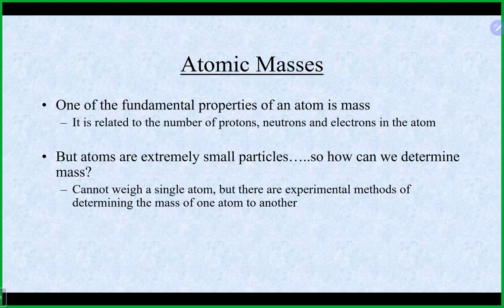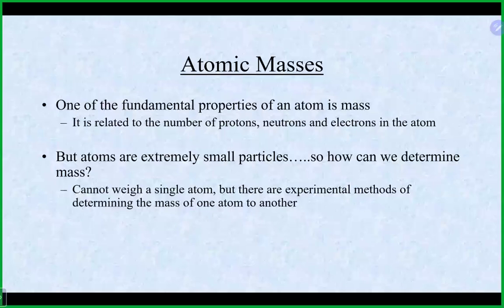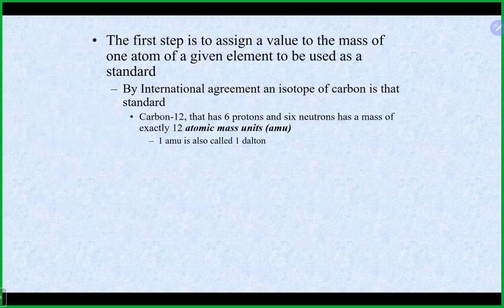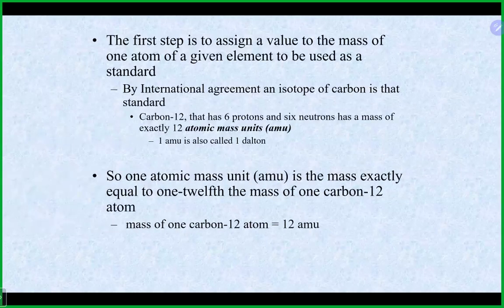Obviously, an atom is extremely small, so you can't just pick it up and put it on a balance and weigh it. Typically, when we can't directly measure something, in chemistry or in science, oftentimes they will choose a standard to compare everything to. For atomic mass, they took an isotope of carbon and used that as the standard to compare everybody to. It was the carbon 12 isotope.